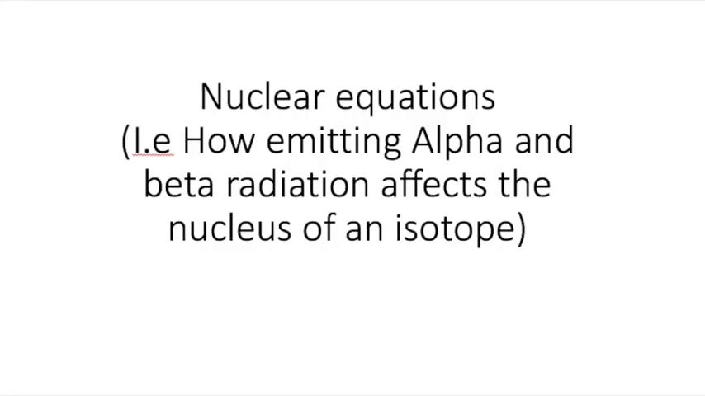Finally today, we're going to look at how emitting beta and alpha radiation can change the composition of the atom. Emitting gamma doesn't really change how many neutrons and protons you have, it just changes their arrangement. But if you emit alpha or beta radiation from an isotope, there's a change as to how many protons and neutrons there are in the nucleus.